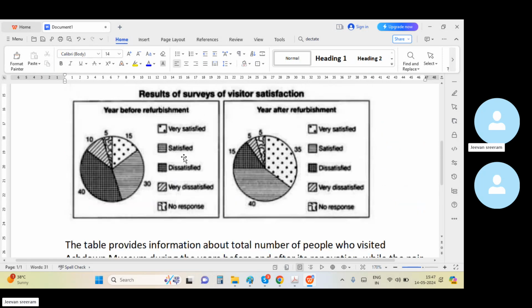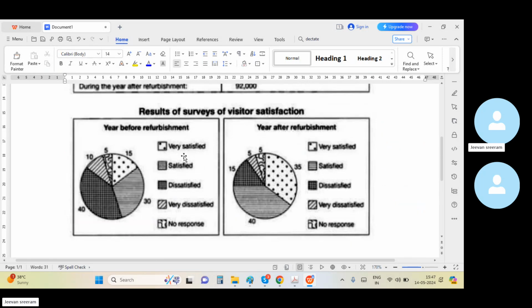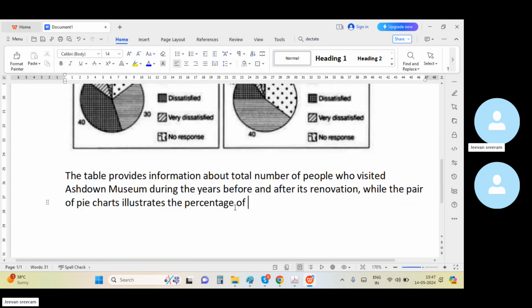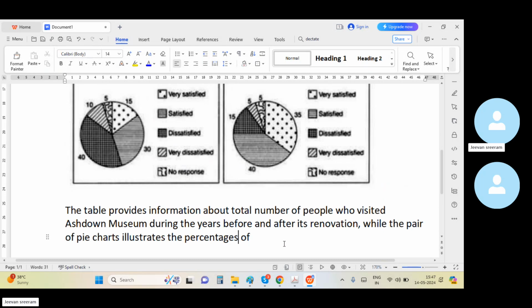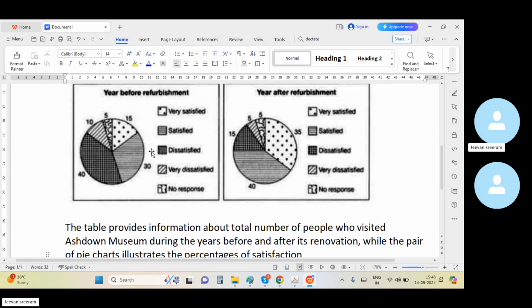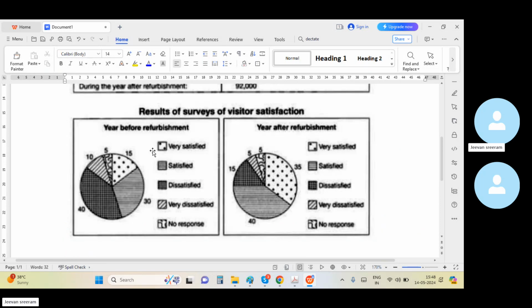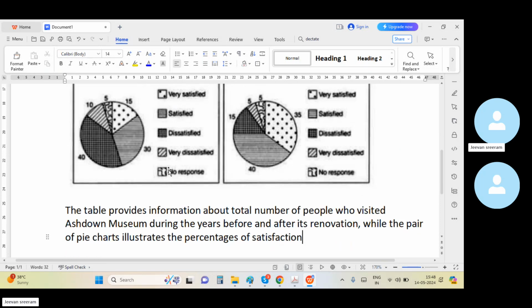Percentage of, what are the percentage of satisfaction? Can I say percentage of satisfaction? Percentages of satisfaction, right? The pair of pie charts illustrates the percentages of satisfaction. There are percentages of satisfaction only, no? Percentages of different kind of satisfactions. Okay, or satisfaction levels, percentages of different satisfaction can give the necessary sense.